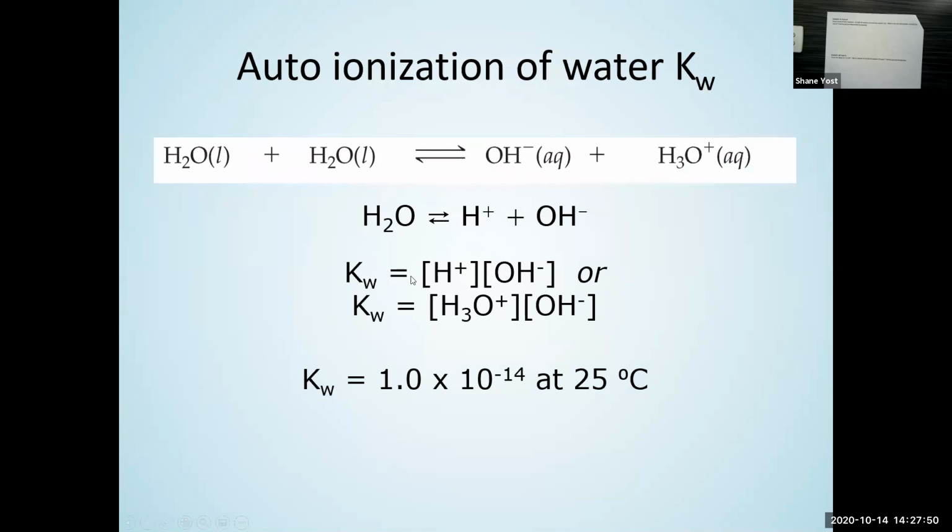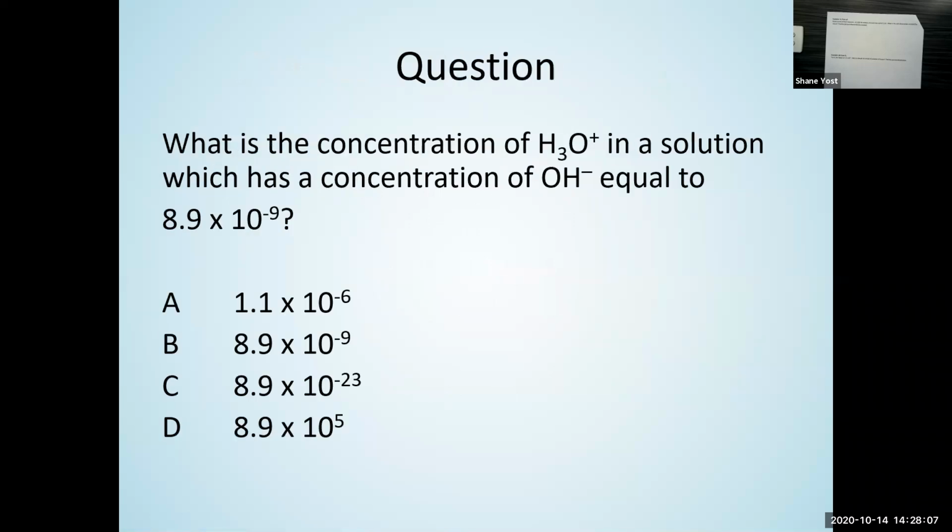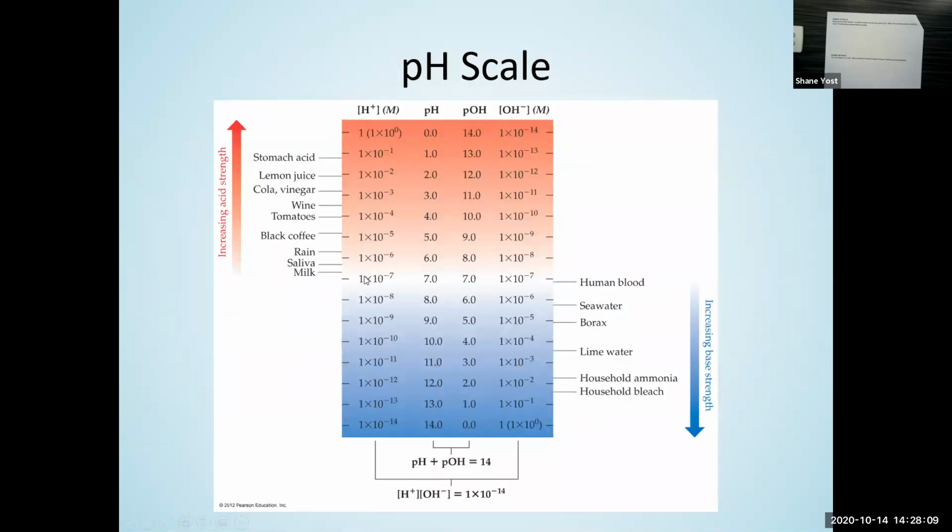Which means if the concentration of H plus increases, the concentration of OH minus has to decrease, and vice versa. If the concentration of OH minus increases, the concentration of H plus has to decrease. In a neutral solution, they both start off at 1 times 10 to the minus 7. Again, neutral solution, pH 7, 1 times 10 to the minus 7, concentrations of H plus and OH minus.